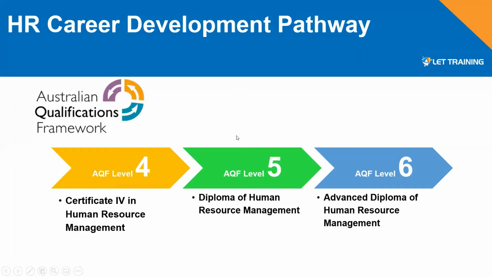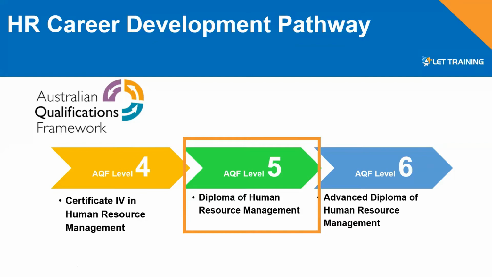And as I said, today we are discussing the Diploma of HR Management. This is a 5th level qualification under the Australian Qualifications Framework. Ray, what would you say is the primary difference between, say, a Certificate 4 in HR Management and the Diploma of HR Management? Absolutely, Tim.